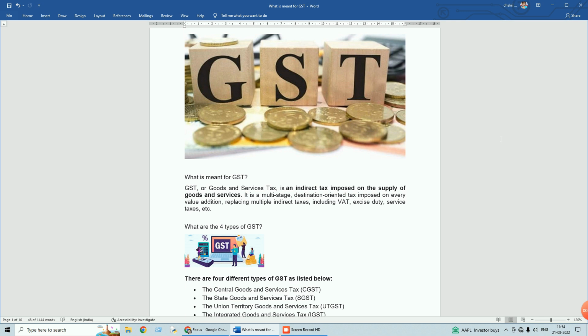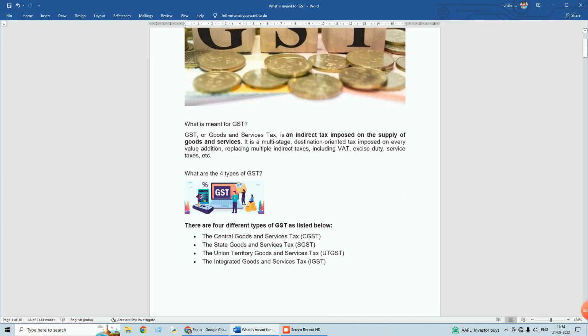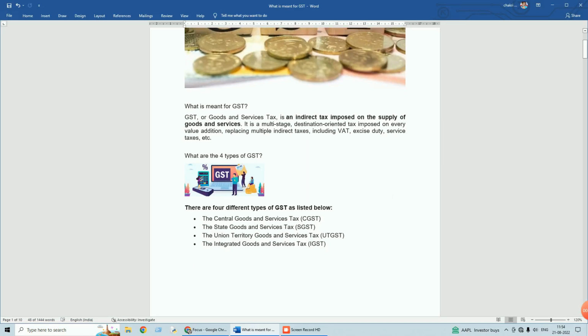It is a multi-stage destination oriented tax imposed on every value addition, replacing multiple indirect taxes including VAT, excise duty and service taxes. In the GST there are four types of taxes. One is CGST, which we call Central Goods and Service Tax. SGST, it's State Goods and Service Tax. UTGST means Union Territory Goods and Service Tax. IGST, which is Integrated Goods and Service Tax.